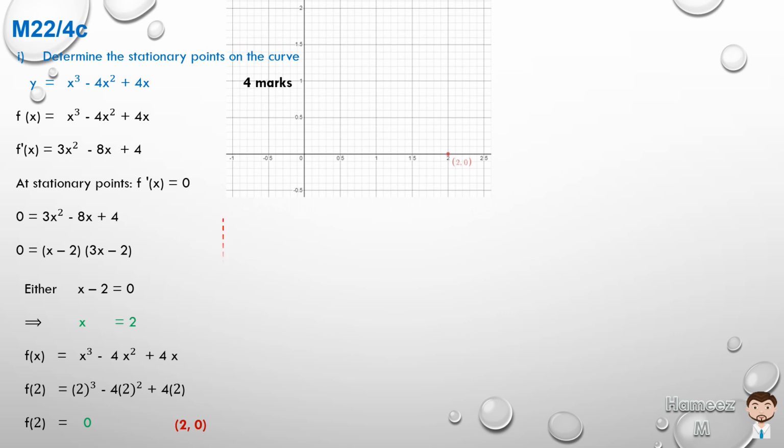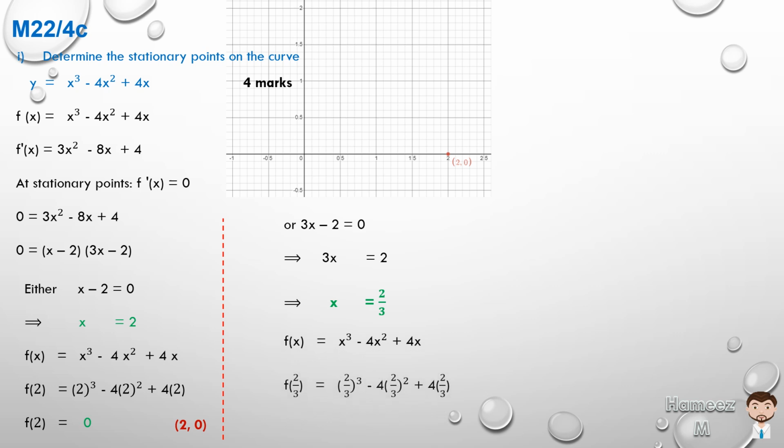And for the other stationary point, let's look at the other bracket. So 3x minus 2 is equal to 0, so 3x is equal to 2. As such, x is equal to 2/3. So that will be a second stationary point. And when x is equal to 2/3, let's substitute into f of x.